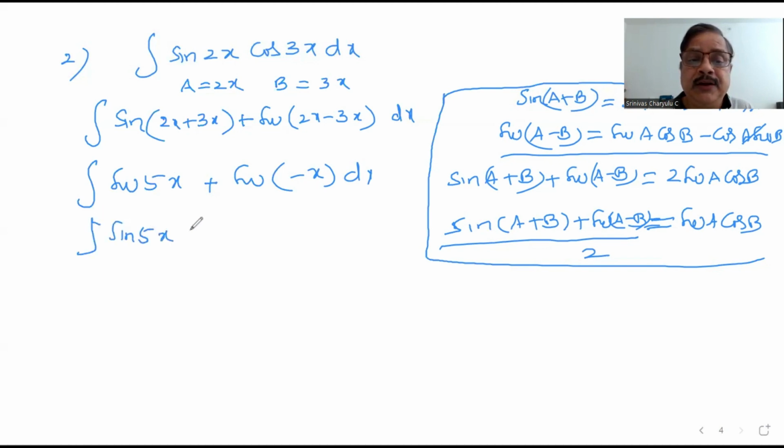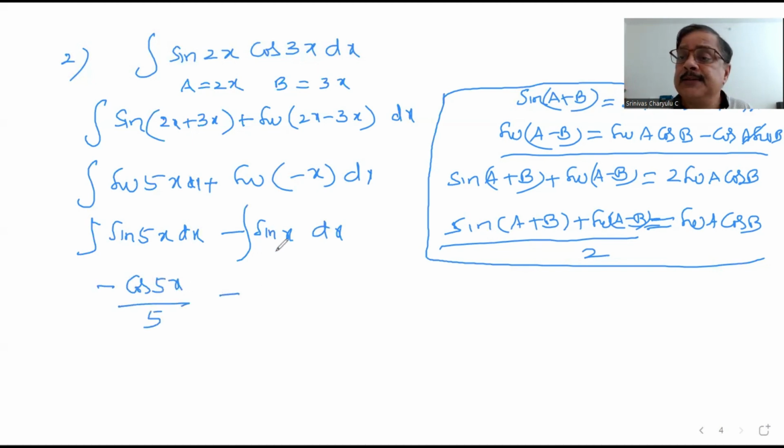Integral sin 5x dx minus sin x dx. Integral of sin 5x dx is nothing but minus cos 5x by 5. Here minus integral sin x means minus cos x. So that minus and this minus will become plus. So the sum is over.